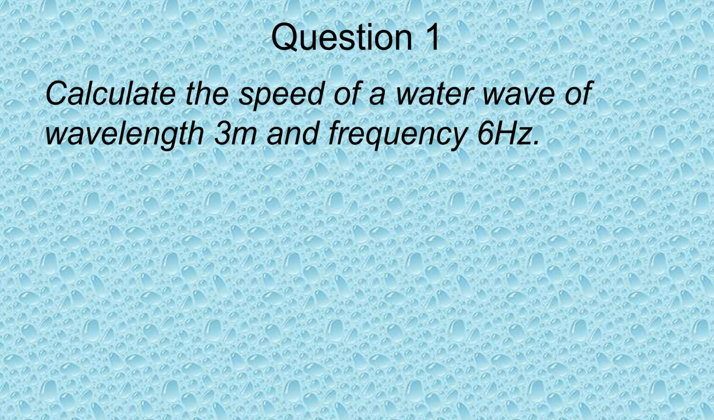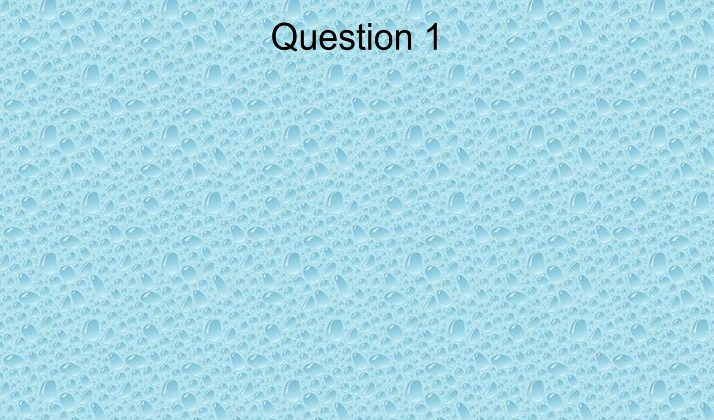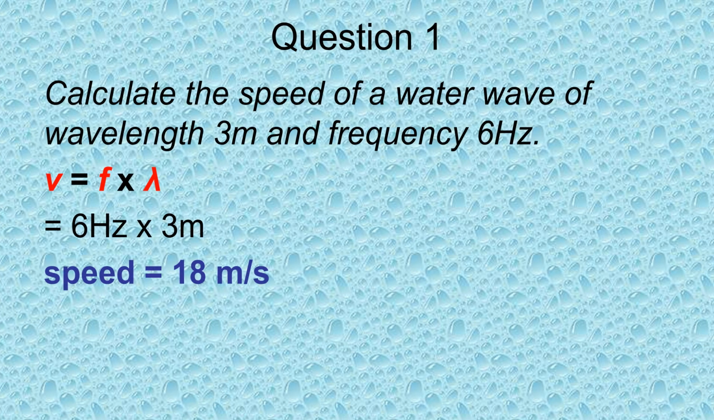Let's calculate the speed of a water wave with a wavelength of 3 meters and a frequency of 6 hertz. Using the wave equation V equals F times lambda, we multiply 6 hertz by 3 meters. The speed of the wave is 18 meters per second.